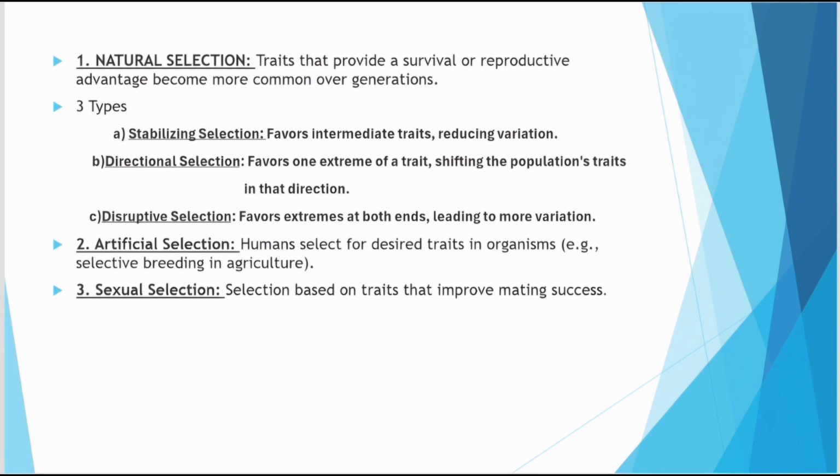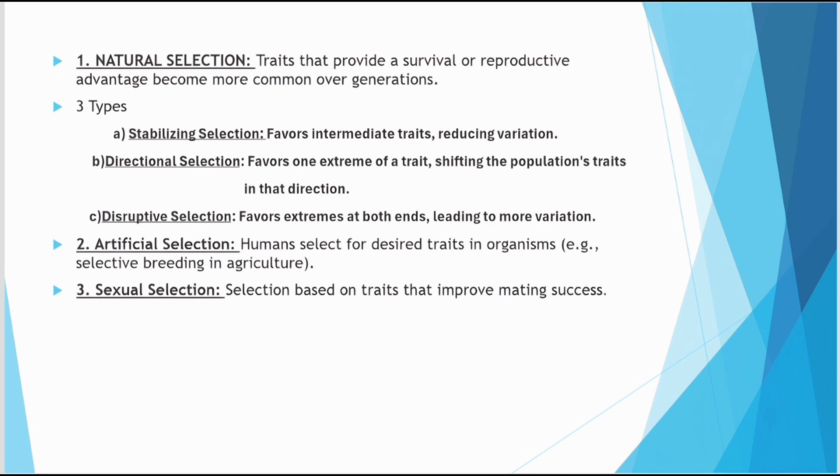So comparing these three, the one which causes the least variation is stabilizing selection. In directional selection, the variation will also be very low, but higher compared to stabilizing selection and lower compared to disruptive selection. This directional selection favors one extreme of a trait, so the shifting of the population will occur in only one direction. So variation will be less. But disruptive selection favors extremes of both ends and it will lead to more variation.